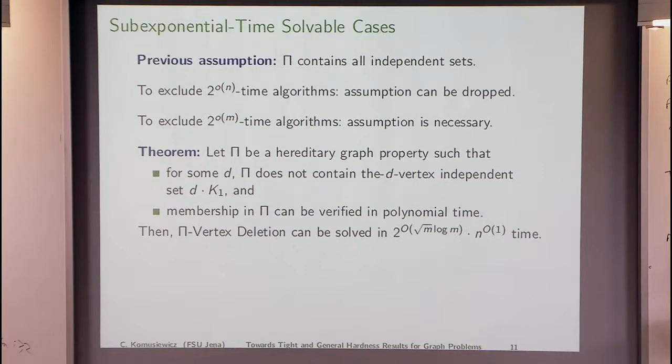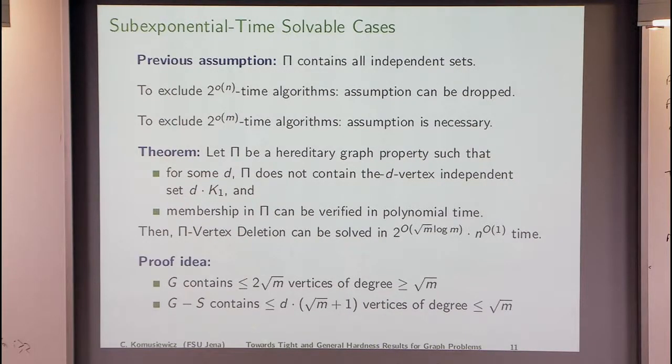If it doesn't contain all independent sets, then there's some d times k1 that's forbidden. And there are 2 observations that you need. One is there cannot be many high degree vertices. It's very obvious just from the, what is it called, the handshaking lemma. And we can also include very few of these low degree vertices into the graph that remains. So I can just do brute force basically on both sides, and that's it.